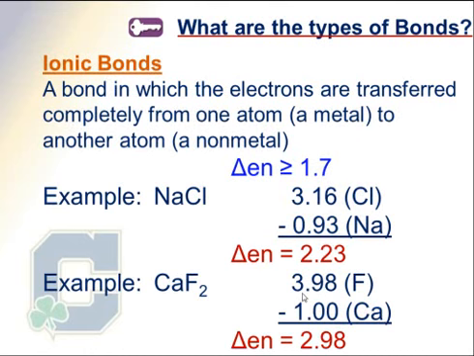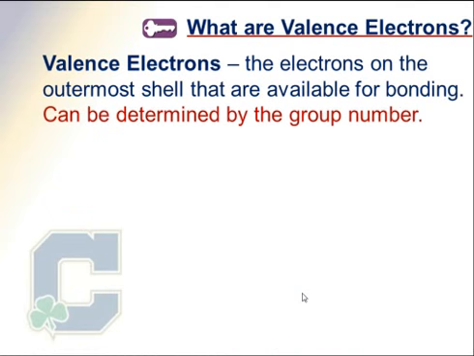Okay, so now you know why the bonds form and how to calculate which bond will form if you had two atoms and you weren't quite sure what type of bond they would form. Just use electronegativity. Okay. All right, let's talk about valence electrons and what they have to do with bonding.